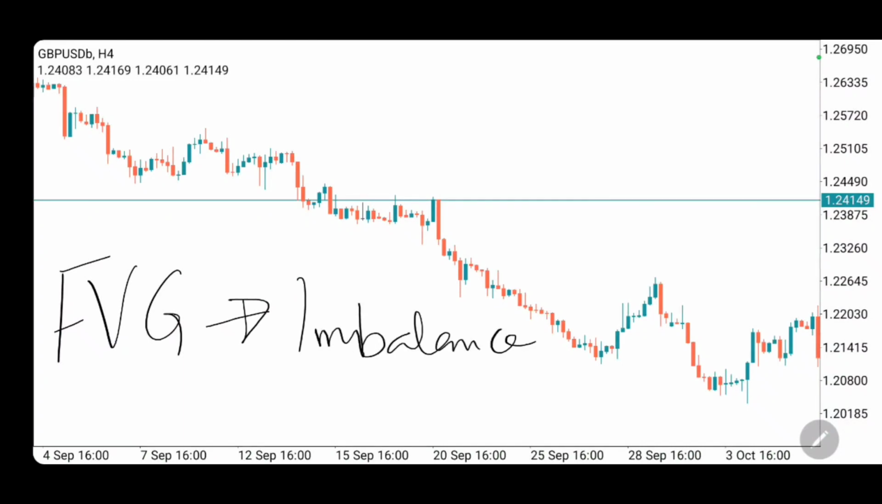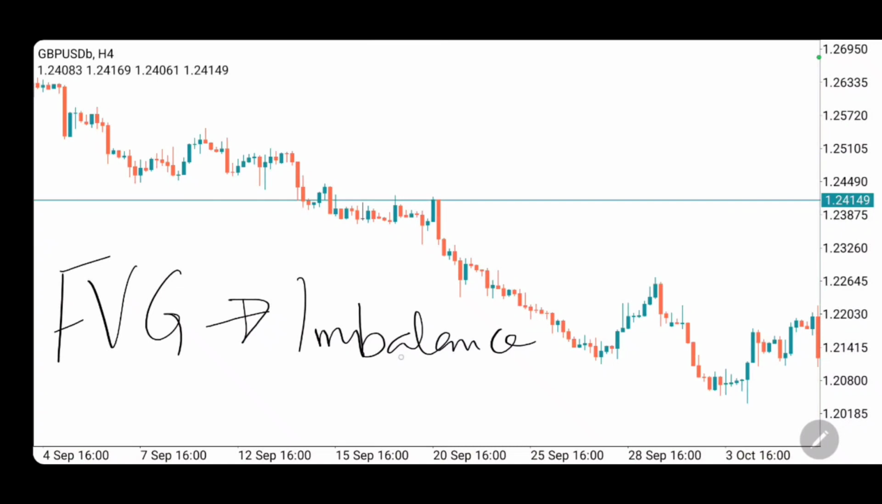It's actually some sort of impulsive move that is necessitated by price action or sometimes fundamentals. All right, so it's an imbalance. An imbalance is an impulsive move on a particular candle or on a particular market instrument that is necessitated by some form of price action or some form of fundamental news.